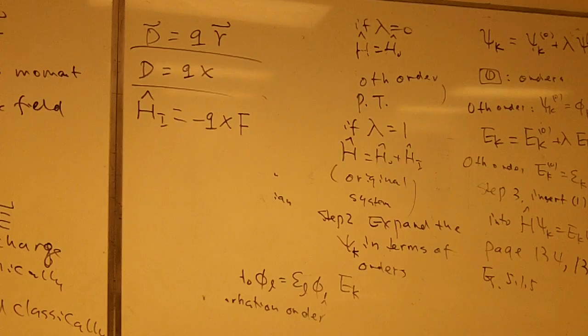Next, we compute the first order correction, which is given by the expectation value of H sub I in the zeroth order wave function. E sub K to the first order equals psi sub K to the zeroth order, H sub I, psi sub K to the zeroth order, equals K H sub I K, equals negative Q F times the expectation of X in state K, which equals 0.